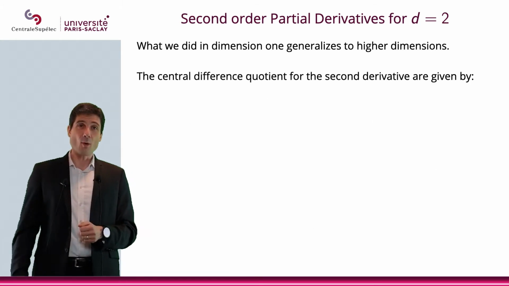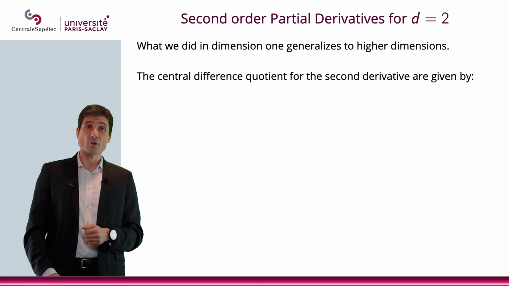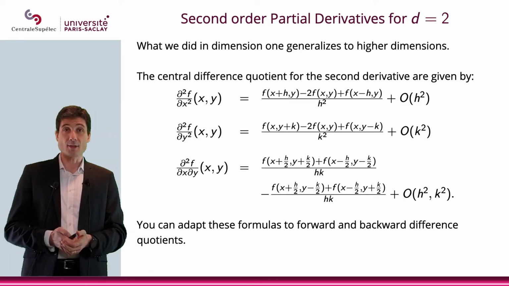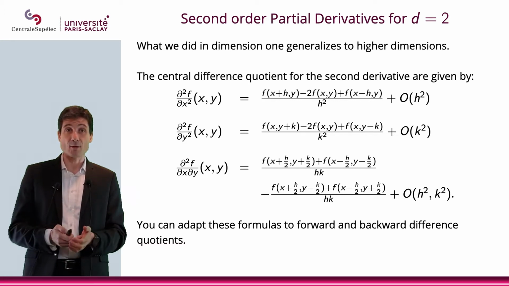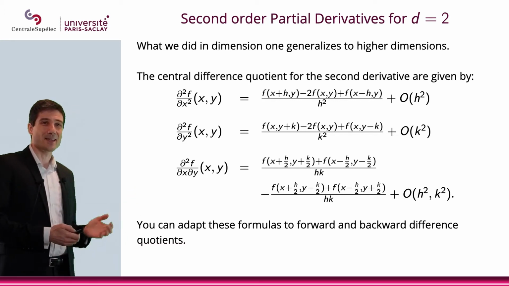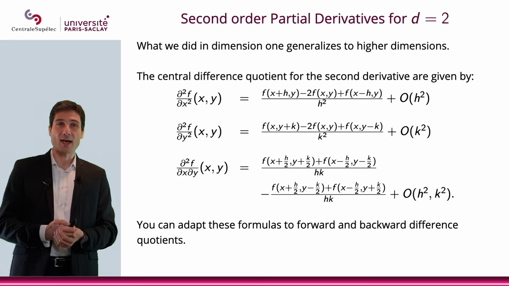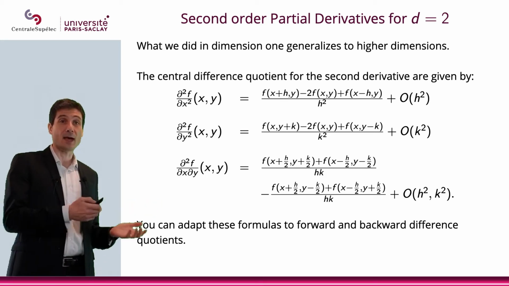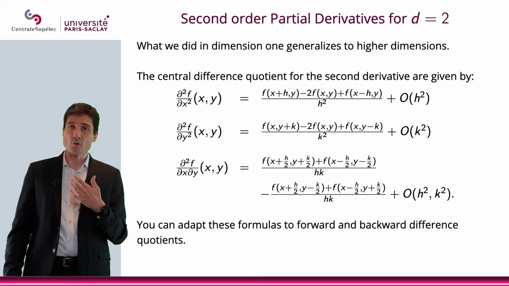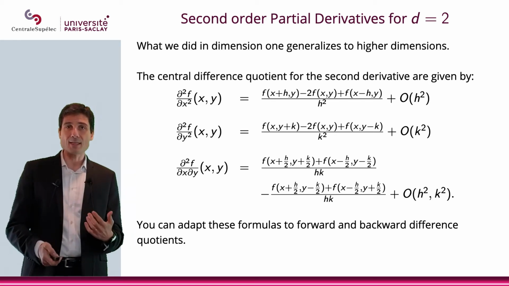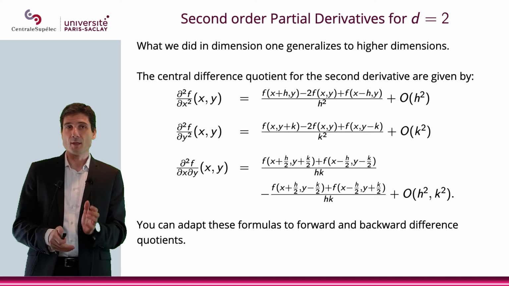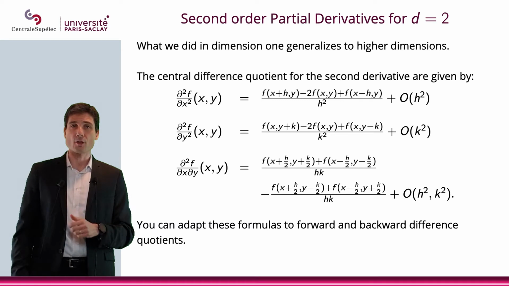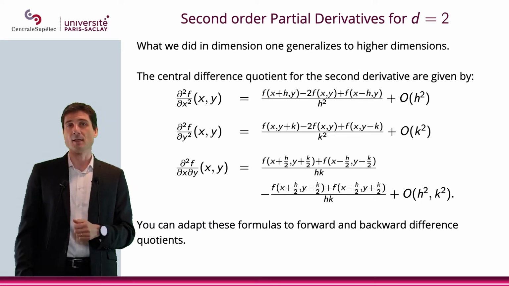All right. Now, what about second order partial derivatives? Well, what you can do is basically the same things that we did before. So here is the second derivative with respect to x, here is the second derivative with respect to y, and here is the second derivative with respect to x and y. And again, if you understood what we did in dimension 1, then basically this generalizes with no problem to dimension 2.